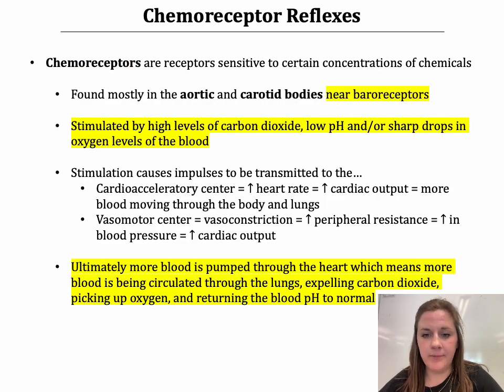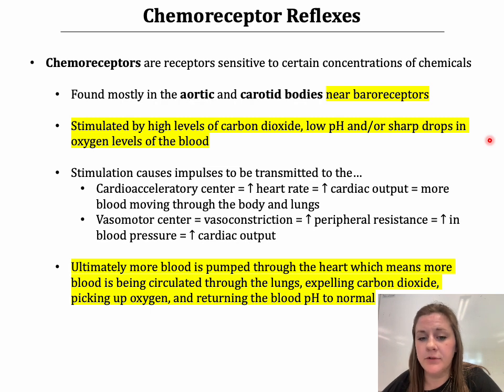So then there are also chemoreceptors, which are found located near baroreceptors, but the stimulus here is different. Baroreceptors are activated by stretch, chemoreceptors are activated by chemicals. In particular, they can be stimulated by high levels of carbon dioxide and drops in pH, or low pH. Remember that the blood has a very narrow range for pH, 7.35 to 7.45.